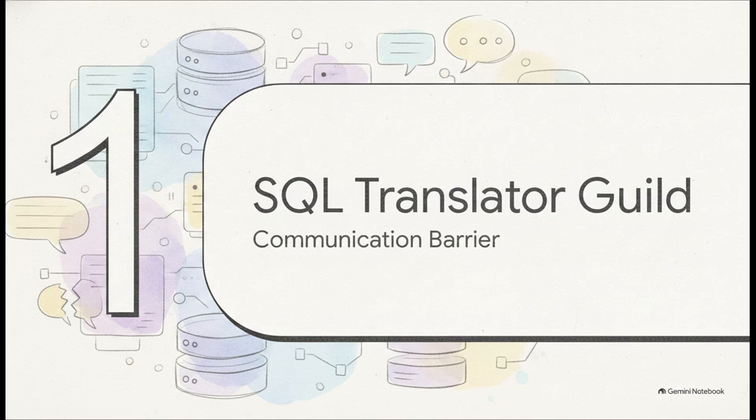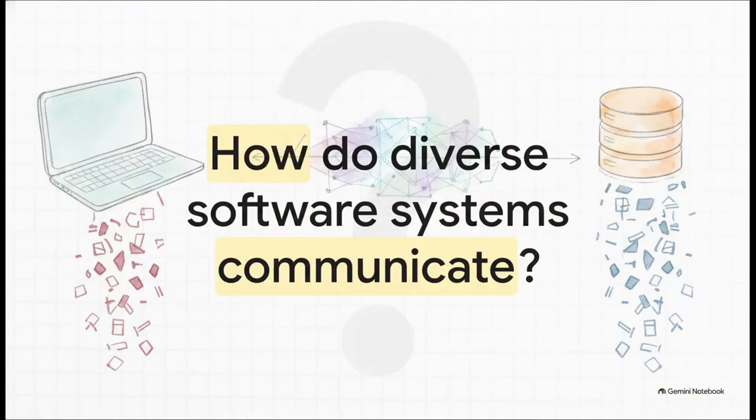Section 1. The SQL Translator Guild and the massive communication barrier we're dealing with. Right off the bat, we're hit with the million-dollar question. How do vastly different software systems actually manage to talk to each other? Because the reality is, software applications and databases absolutely do not naturally speak the same language. Without some kind of invisible, highly efficient translator sitting right in the middle, throwing different software languages together would just create absolute digital chaos. Your front-end app wouldn't be able to pull a single piece of data from your back-end database. They're essentially two entirely different systems trying to have a highly technical conversation.